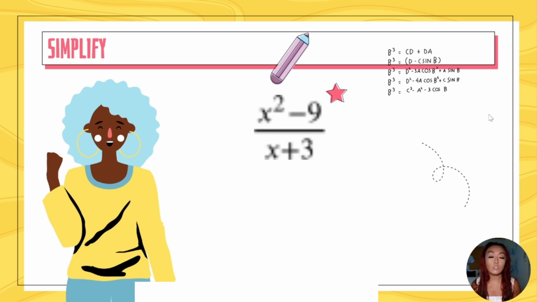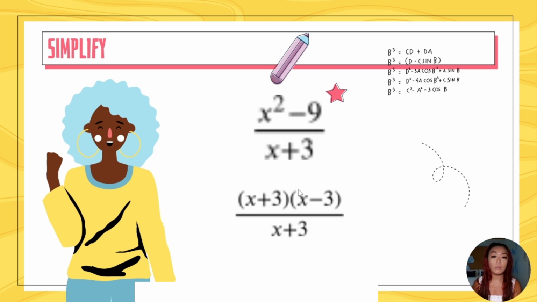So let's take a look at this one here and practice simplifying. We have x squared minus 9 over x plus 3. So the numerator we could factor. If you remember from the lesson on factoring, this is a difference of squares. So we can factor x squared minus 9 and rewrite the expression as (x plus 3)(x minus 3) over x plus 3. So now we can cancel out x plus 3 and x plus 3. And we've simplified our expression to just x minus 3.